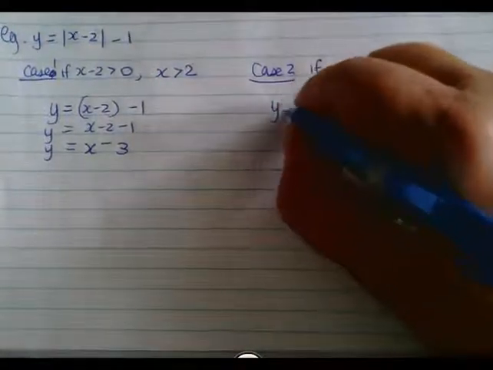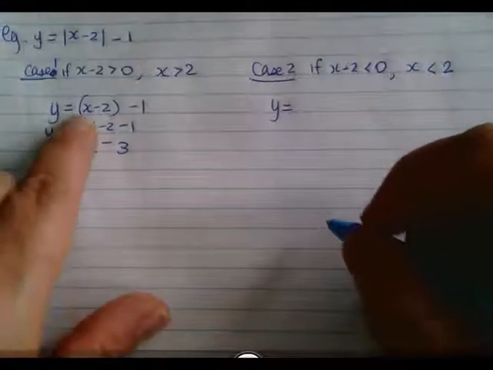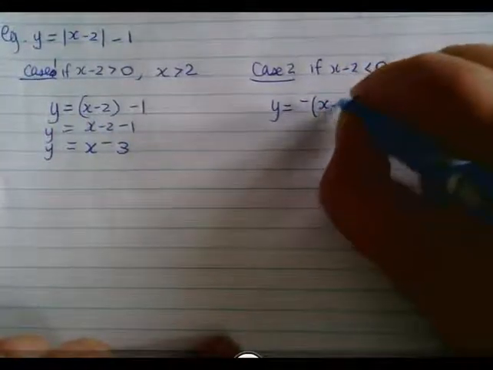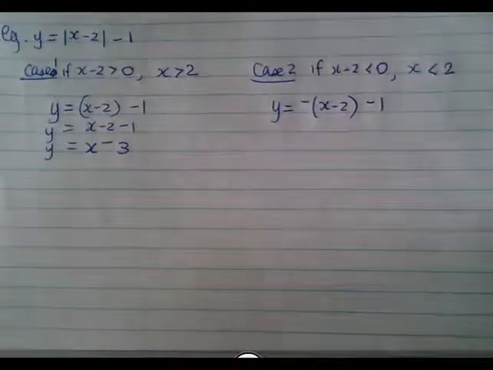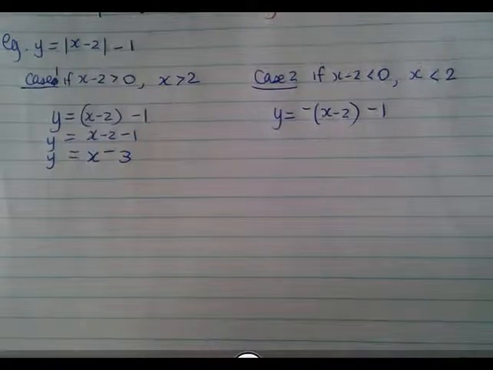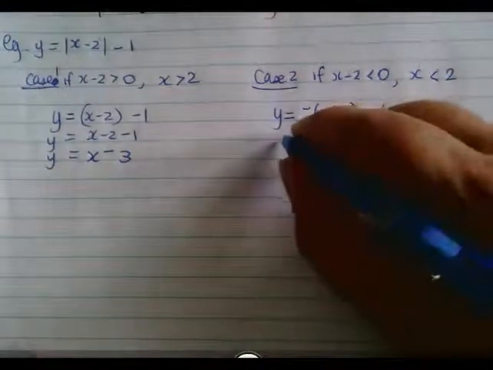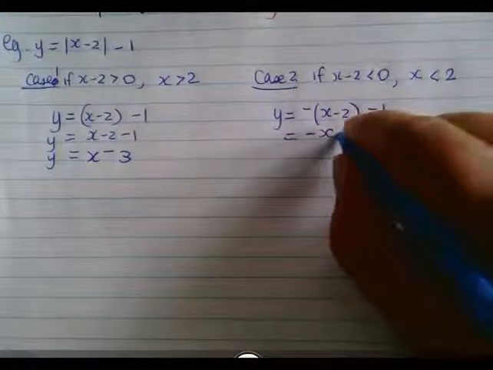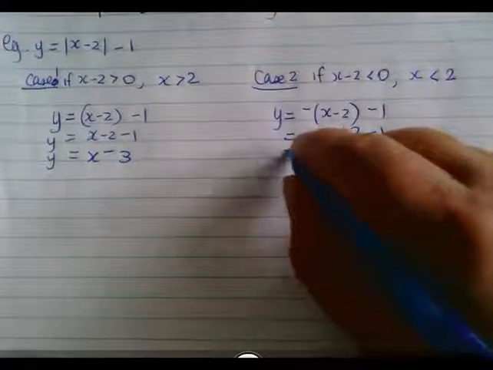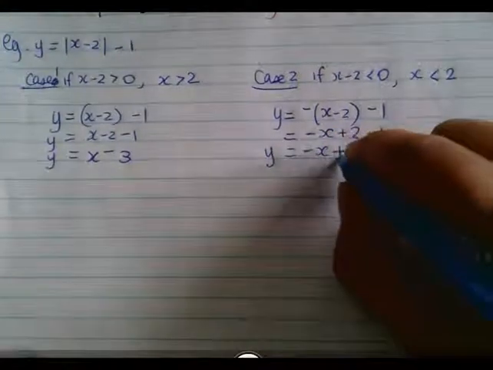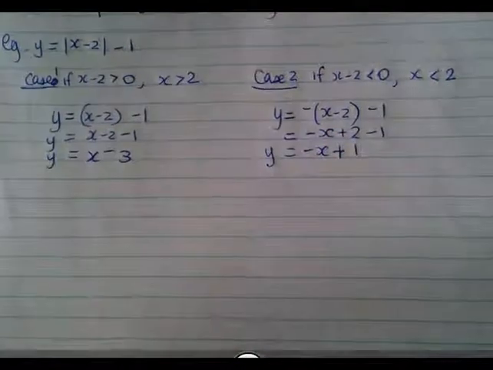So how do I write this out? Do I write out the x minus 2 normally, or what do I put in front of it now? Negative bracket x minus 2. Just keep the 1. It's got nothing. There's no absolute value sign around the 1. It's always take away 1. All right? Now, how do I expand this? Negative x plus 2 minus 1. So it's y equals negative x what? Plus 1. They're my two equations.